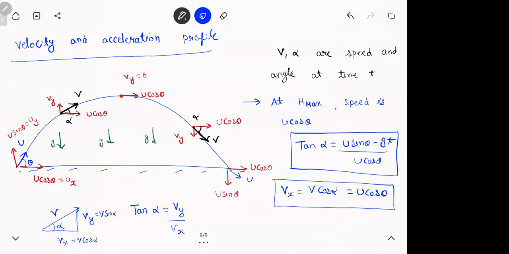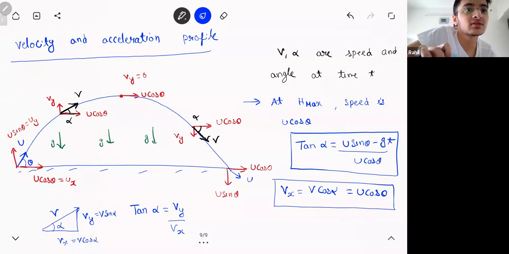Done? Put it on neatly. Clear? Then done, Rahil? Yes, sir. Okay.